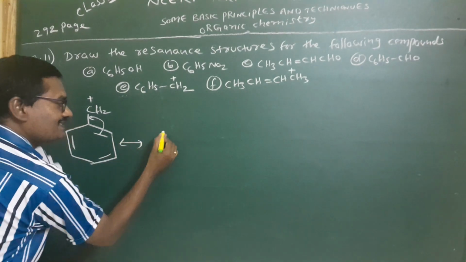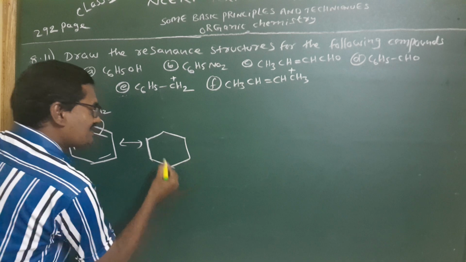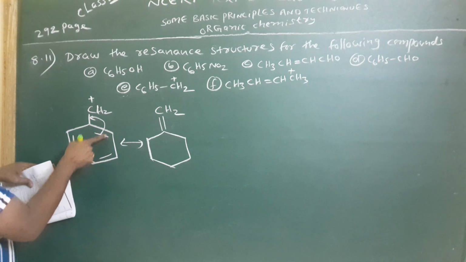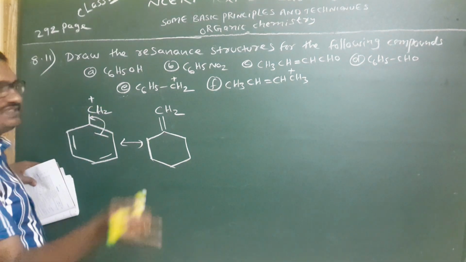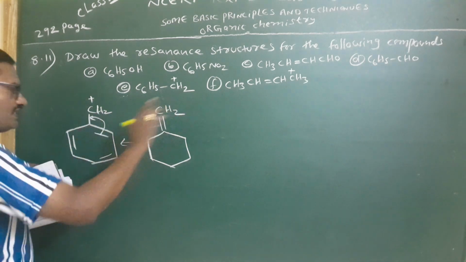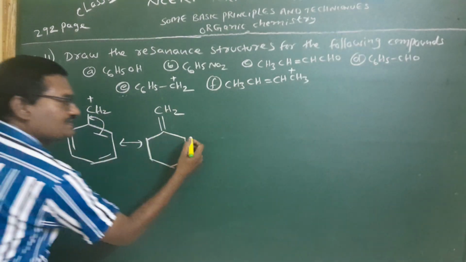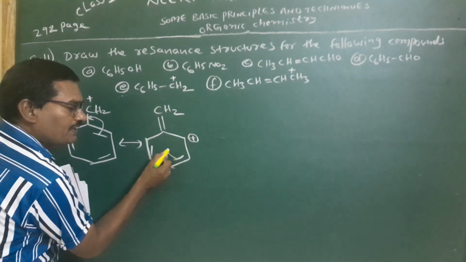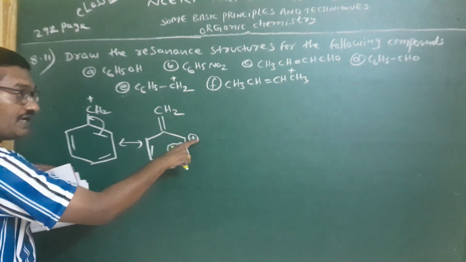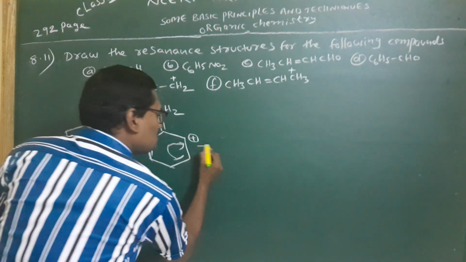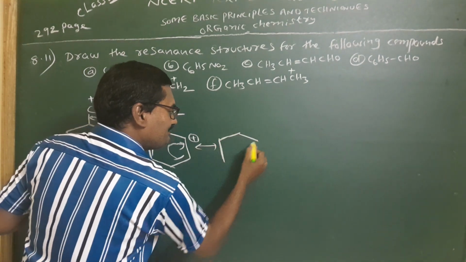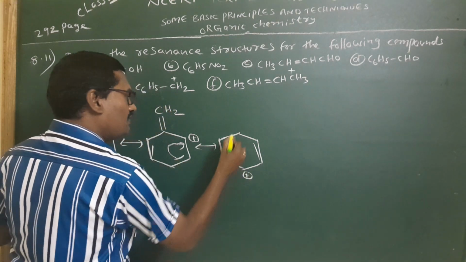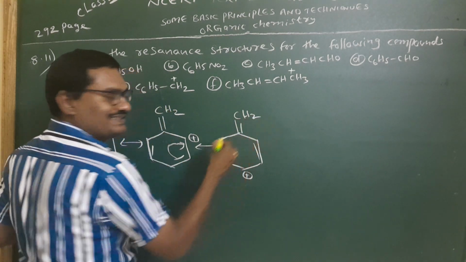So the resonance structure is, here double bond CH2. So plus becomes neutral because electrons are converted in place. Electron is a negative charge, it is a positive charge, so neutral. This plus converted into this place. So it is the positive charge, remaining pi bonds. Next again, this pi bond converted into this place. The plus is shifted into this place. So again, third structure. So here double bond, here positive charge, here pi bond, here double bond. So it is the third structure.